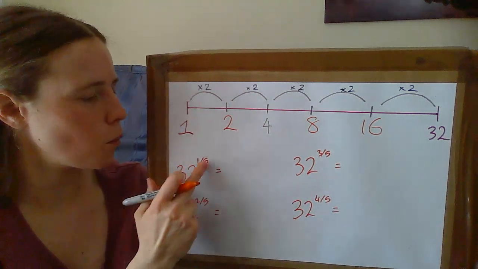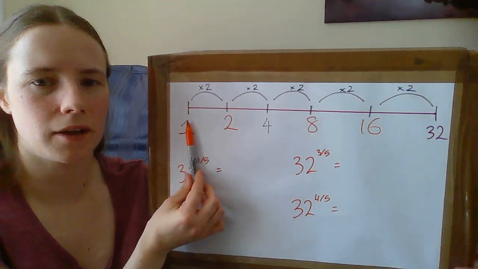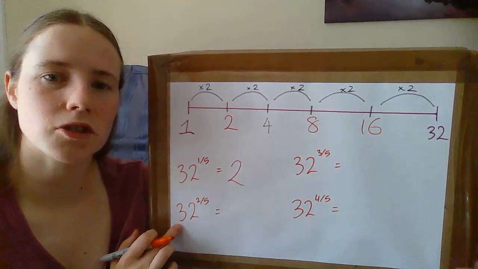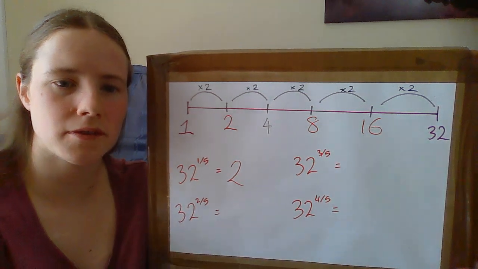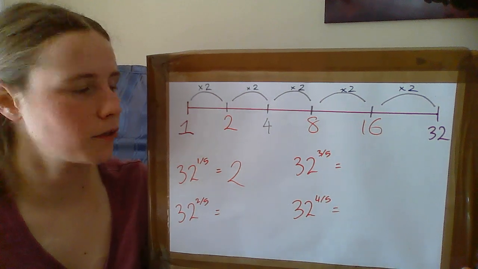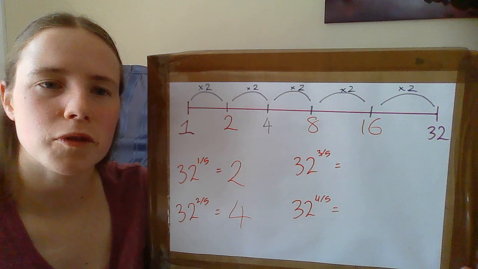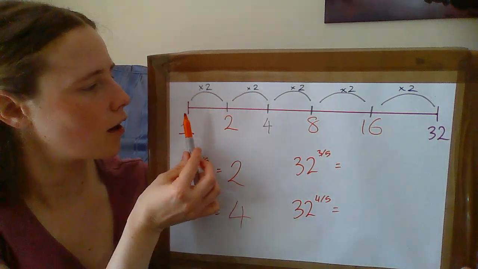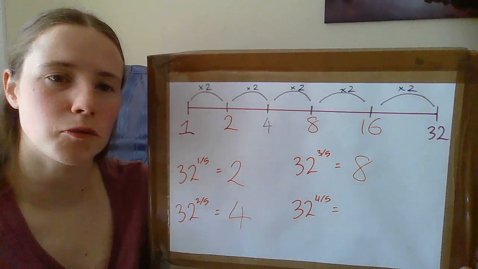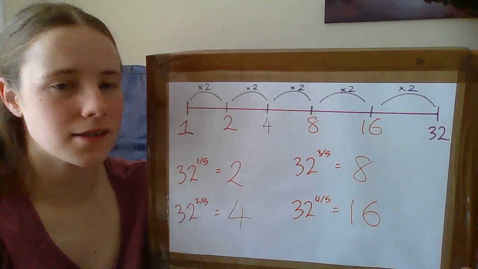So 32 to the 1/5 is 1/5 of the way along this number line, so 2. 32 to the 2/5 is 2/5 of the way along. So 2/5 of the way along this number line gets us to the 4. For 32 to the 3/5, I need to go 3/5 of the way along. And for 32 to the 4/5, I need to go 4/5 of the way along to get 16.